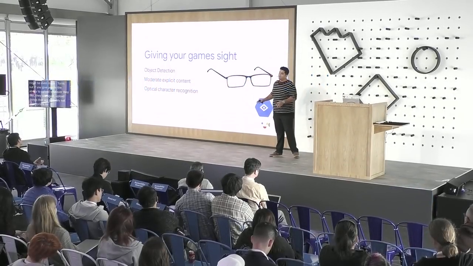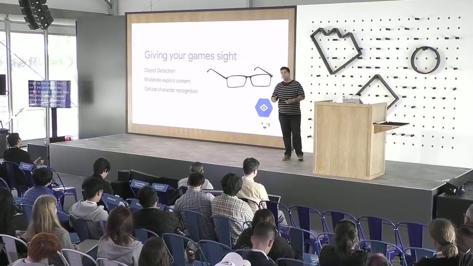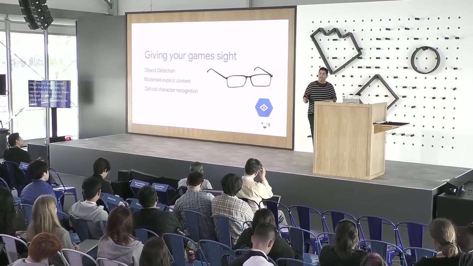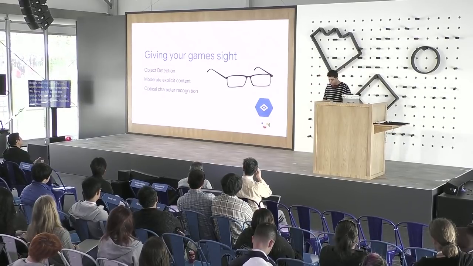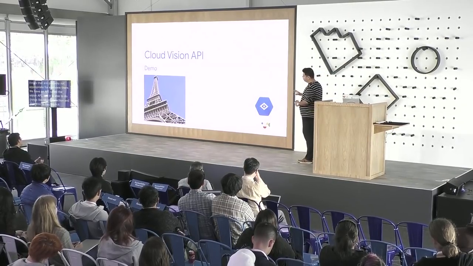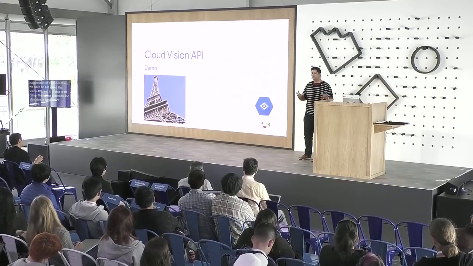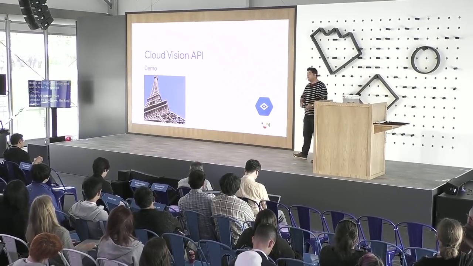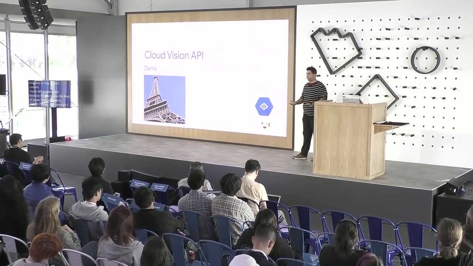Now, we have an API called the Vision API, and it is able to do things like object detection and also able to flag explicit content. Now, Vision API is really cool because it's giving you the kind of power that we have in Google Photos, that example I used earlier, but giving it to you as an API that you can readily call.